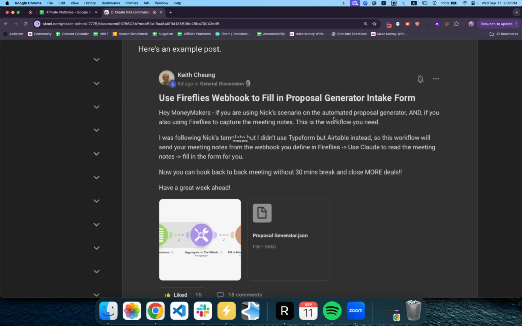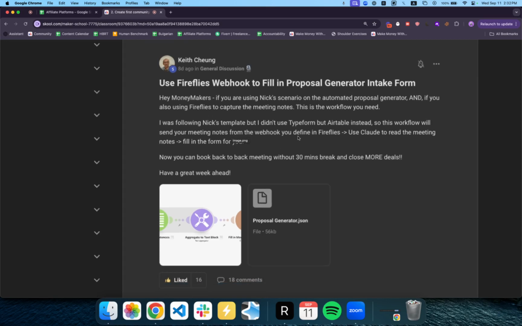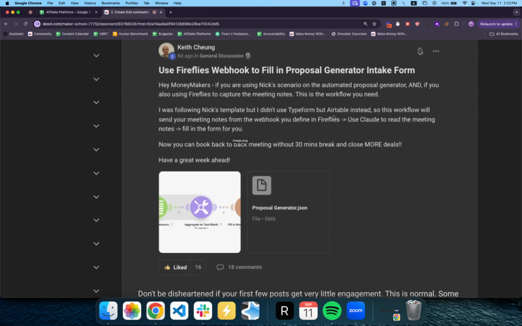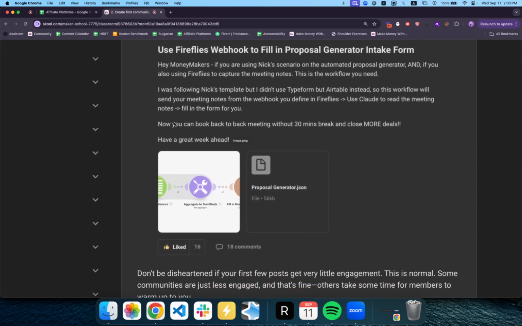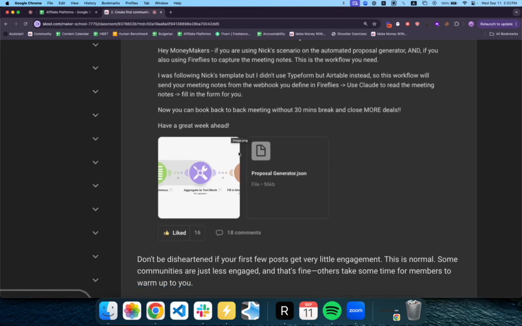"If you're using Nick Scenario in the automated proposal generator, and if you also are using Fireflies to capture the meeting notes, this is the workflow you need. I was following Nick's template, but I didn't use Typeform, but Airtable instead. So this workflow will send your meeting notes from the webhook you define in Fireflies to the Use Claude module to read the meeting notes and then fill in the form for you. Now you can book back-to-back meetings without 30-minute break and close even more deals. Have a great week ahead."